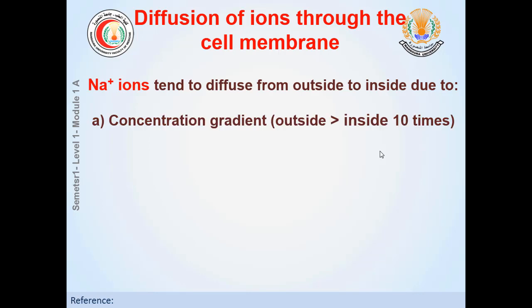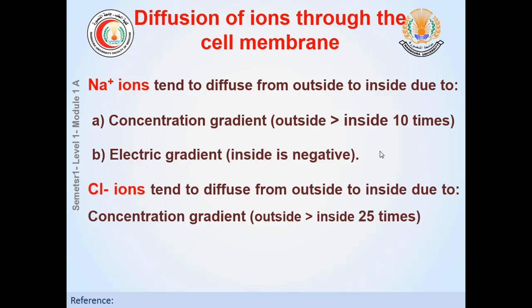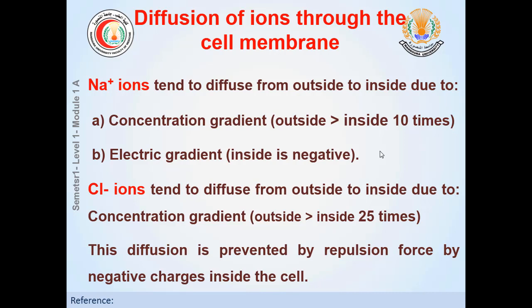Sodium ion tends to diffuse from outside to inside due to the concentration gradient, outside more than inside 10 times. Electric gradient, inside is negative. Chloride tends to diffuse from outside to inside due to the concentration gradient, outside more than inside by 25 times. The diffusion is prevented by the repulsion force of the negative charges inside the cell produced by protein.